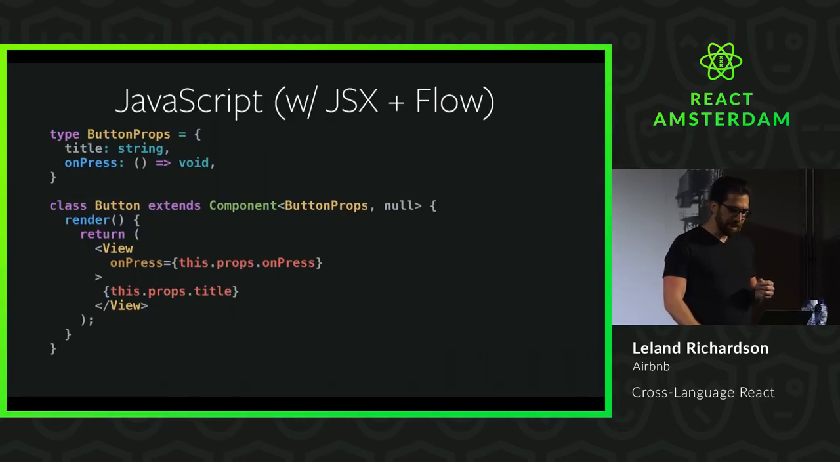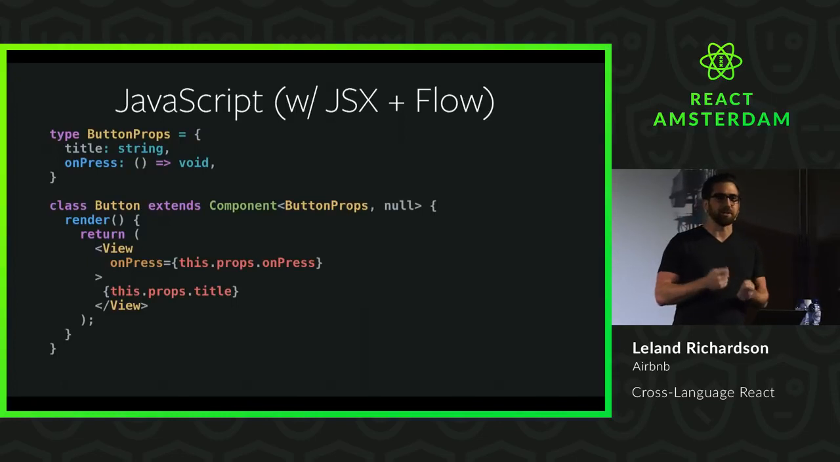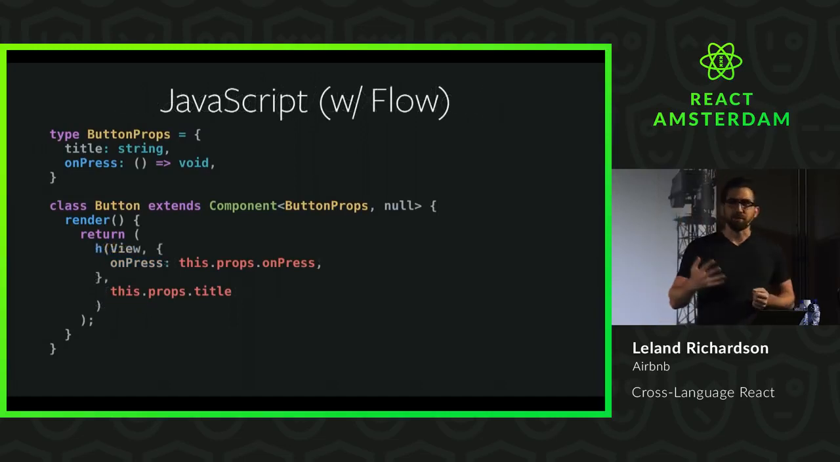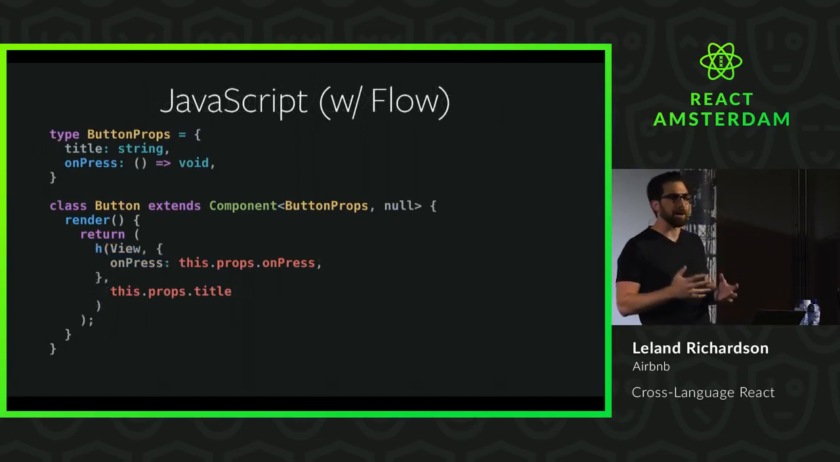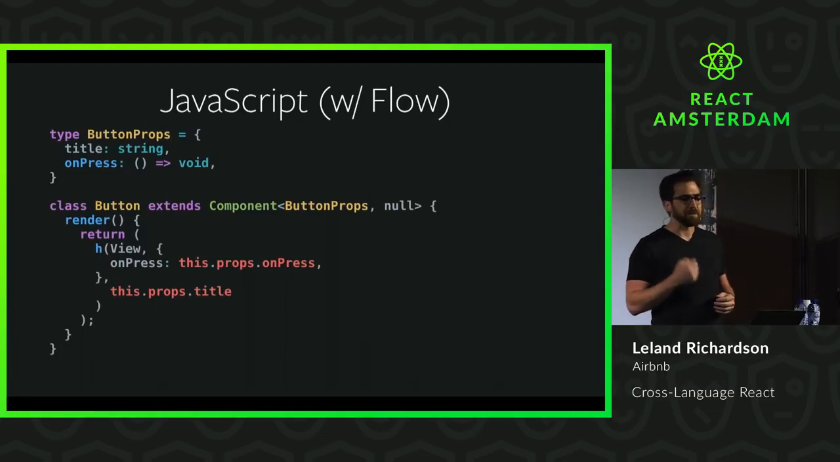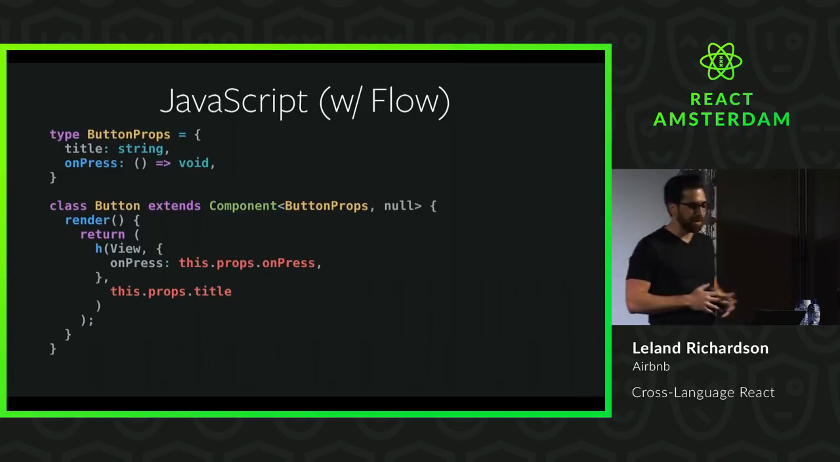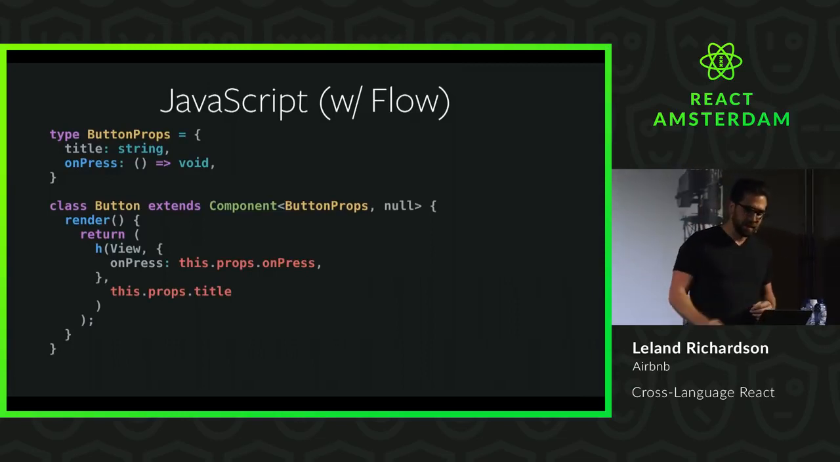That XML-like syntax, JSX, I'm going to desugar it a little bit into what is actually happening under the hood. By convention, I'm going to have the JSX pragma be a function called h. JSX elements are really just a function call. And so here we are with JavaScript and Flow in this case.